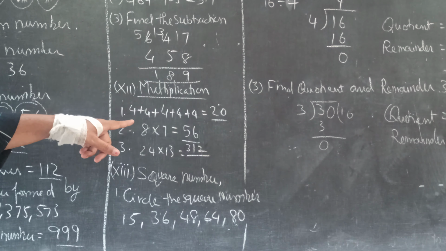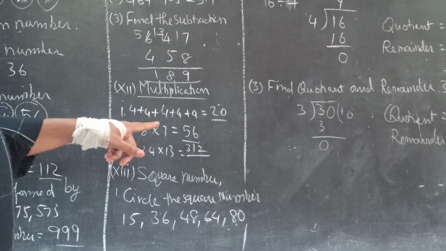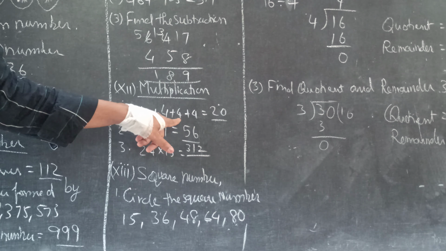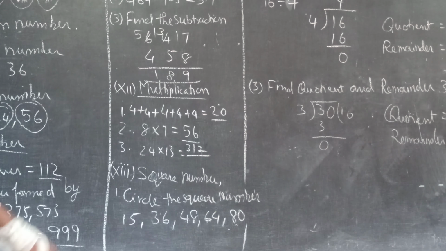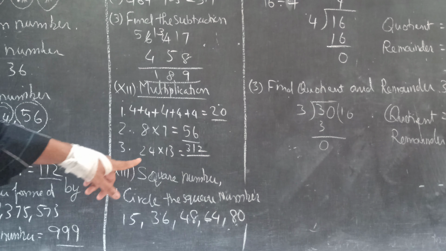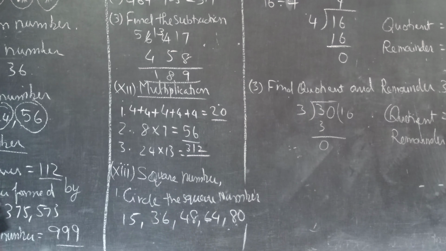Next we come to multiplication. So as you know, multiplication is repeated addition. So 4 plus 4 plus 4 plus 4 plus 4 equal to 20. 8 into 7 is 56. 24 into 13 is 312.